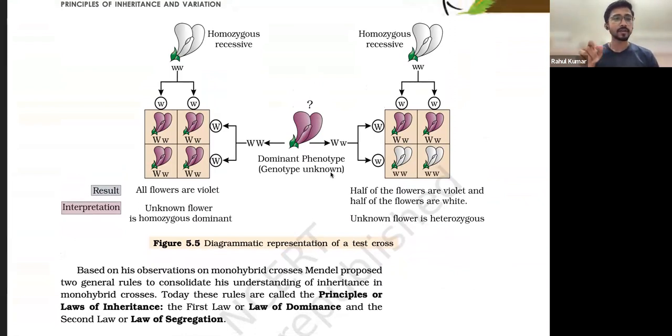Test cross is when you take a dominant character and you cross it with a recessive homozygous, because recessive will always be homozygous, to figure out the genotype of the dominant character. A back cross is when you take any progeny from F1 or F2 and you cross it with any of the parent. So you are going back in generation.